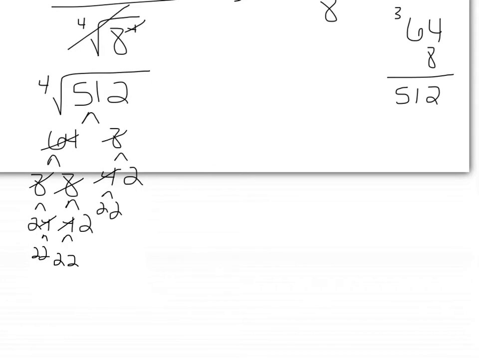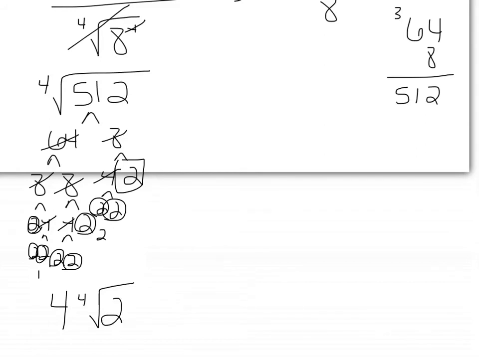These are one of the problems where it's really important to cross things out as you go. So I need 4 in order to pull one out front. So I've got 1, 2, 3, 4. That's 1 I'm going to pull out front. 1, 2, 3, 4. That's 2 I'm going to pull out front. And I've got a 2 left. So the fourth root of 512 is 4 fourth roots of 2. And remember, I got 1, 2, 3, 4. That was 1, 2. And 1, 2, 3, 4. So I brought 2 2's out front, and 2 times 2 is 4.